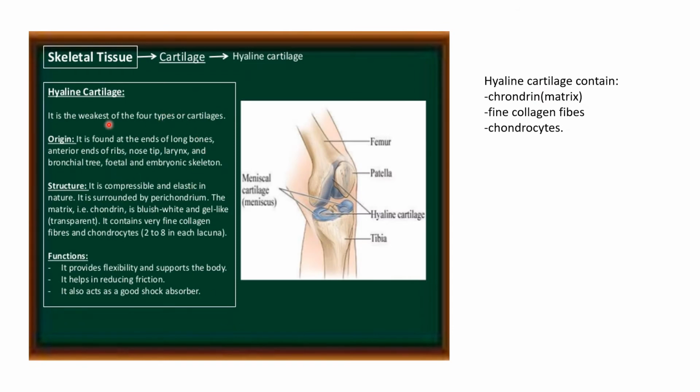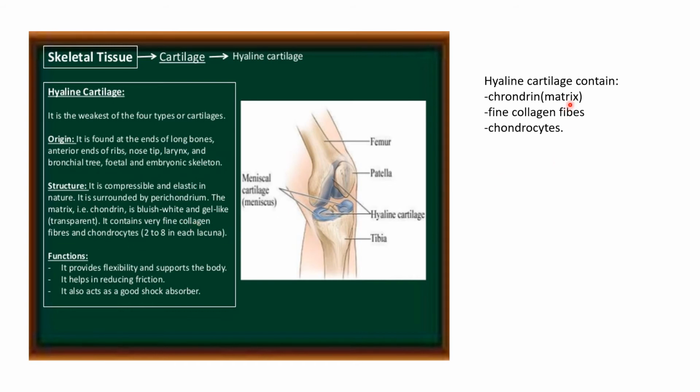So hyaline cartilage is the weakest of all the four. It is found at the ends of the long bones, anterior ends of the ribs, nose tip, larynx, etc. The structure is elastic in nature. It is surrounded by perichondrium. The matrix, that is the chondrin, is bluish white and jelly-like, which is transparent. It contains fine collagen fibers and chondrogens.